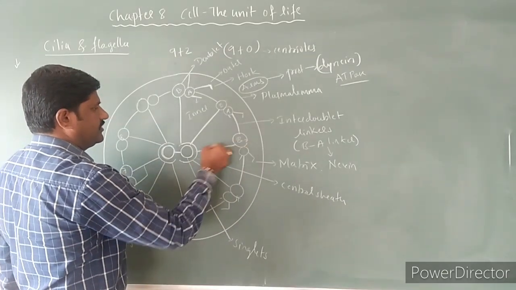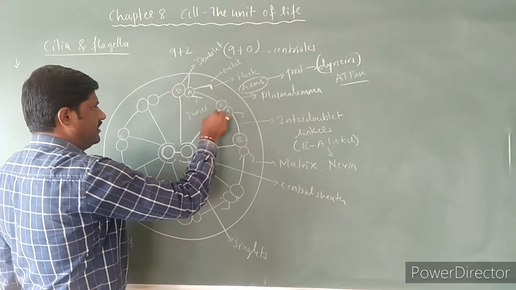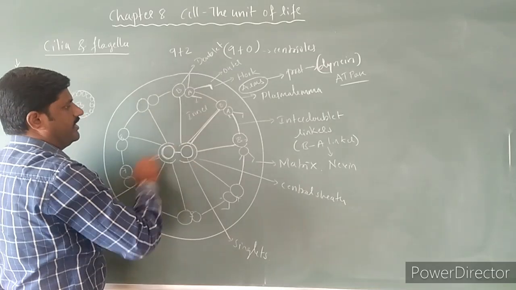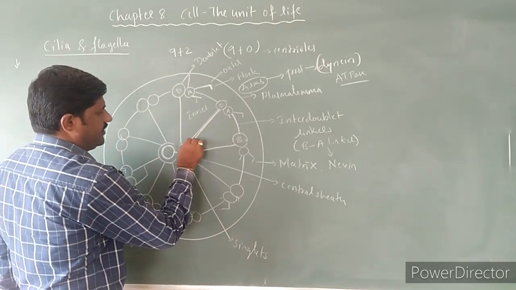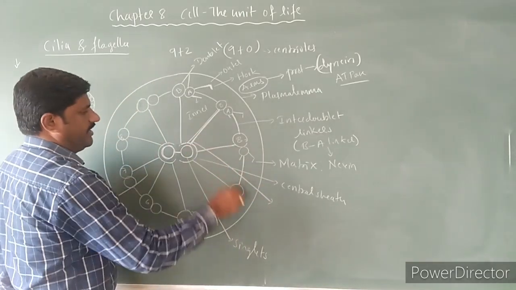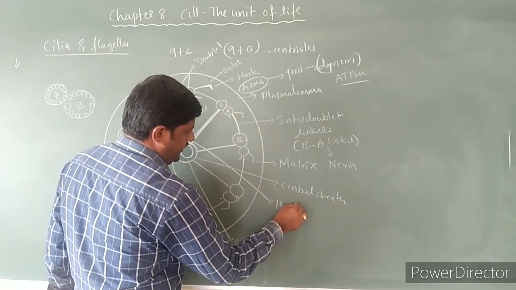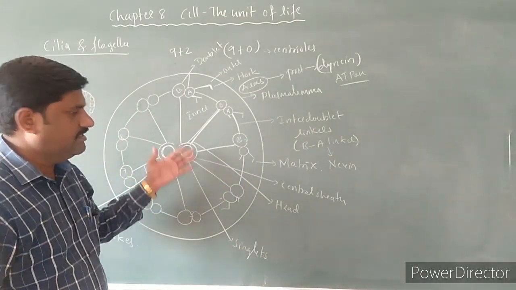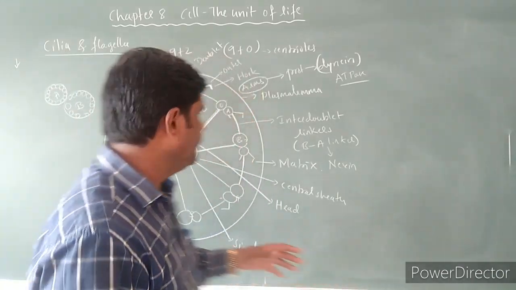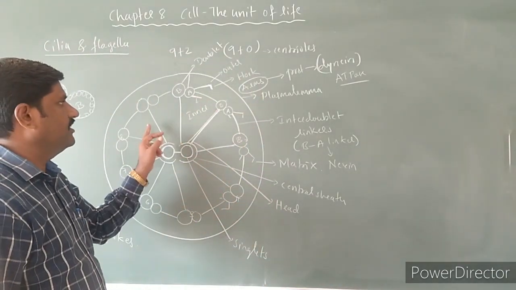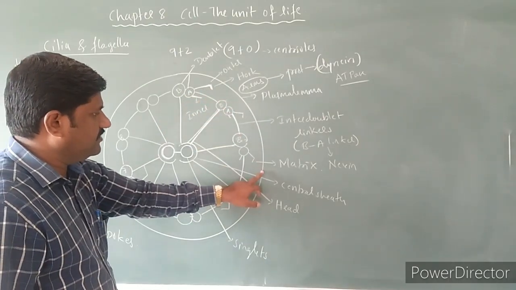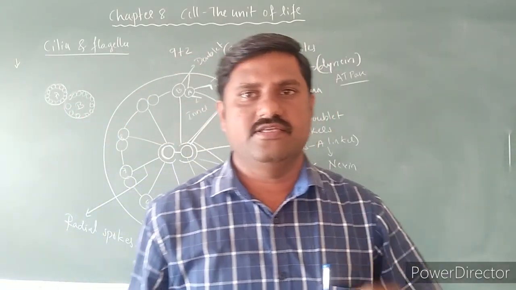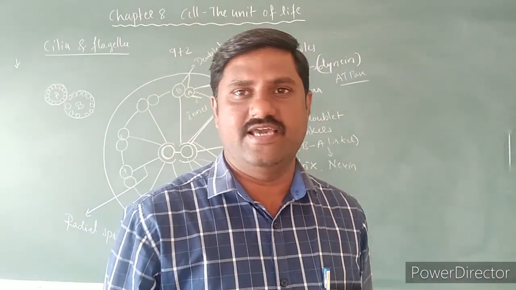And one more thing we shall explain here. Regarding the radial spoke, whenever it comes towards the axis, it becomes broader. That's why this part of the radial spoke is called the head part. This entire part forms the axoneme, and this is the matrix, and this one is the plasma lemma. These are the three parts that we come across in flagella as well as cilia.